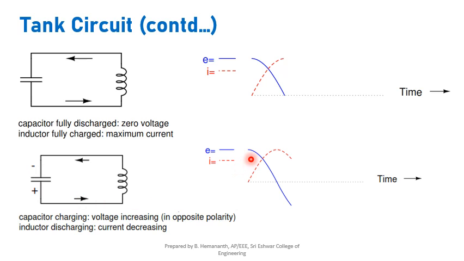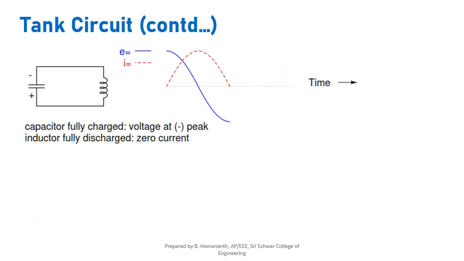Now you can witness this change with the help of waveforms here. See, the voltage has gone in the opposite direction and the inductor current starts decreasing. After a certain time period, the capacitor is fully charged with opposite polarity. Earlier it was plus E, now the voltage across the capacitor is minus E. The inductor is fully discharged and hence the current flowing through the inductor becomes 0. So capacitor voltage has reached minus E and current is 0.